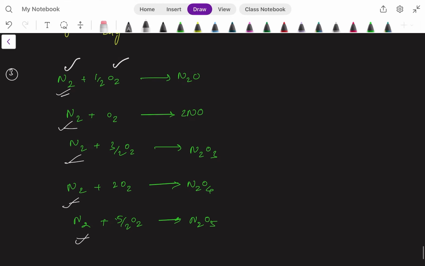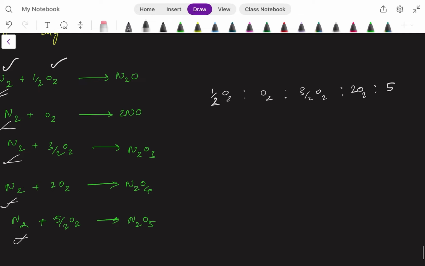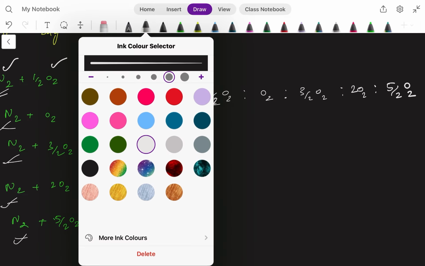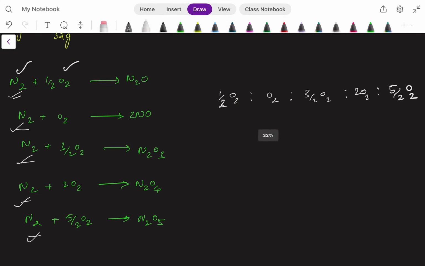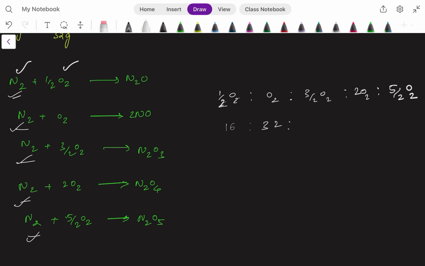How? Here half O2 is there. I will only solve it just to show. One more, 1 mole of O2 is there. One more, 3/2 O2. One last one, 5/2 O2. These are the oxygen combined with the fixed mass of nitrogen. So here 16, right? 2 gets cancelled, 1 oxygen. Now oxygen means O2, 32 mass. Here 3 into oxygen, how much? 48. Here 64.